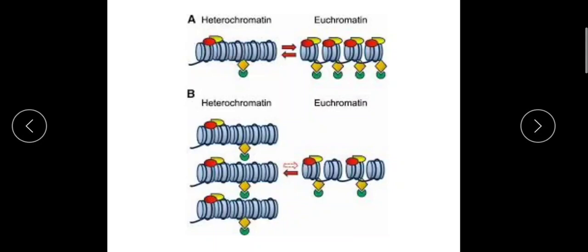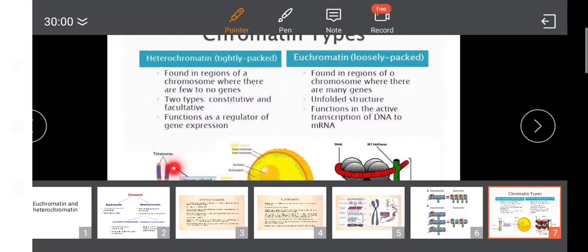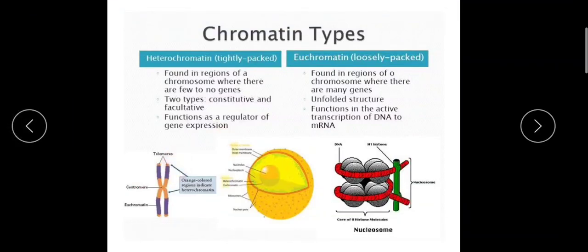This is how heterochromatin and euchromatin occur. You can understand this from this figure also. This is so tightly packed and this is loosely packed. These are the differences between heterochromatin and euchromatin. See in this figure, the telomeric region and the centromeric region, which are the orange colored regions, indicate the heterochromatic regions because these regions are gene scarce. Gene density is very low in those regions. Euchromatic regions are stained purple colored. Their gene density is high, so they are euchromatic regions, purple colored.